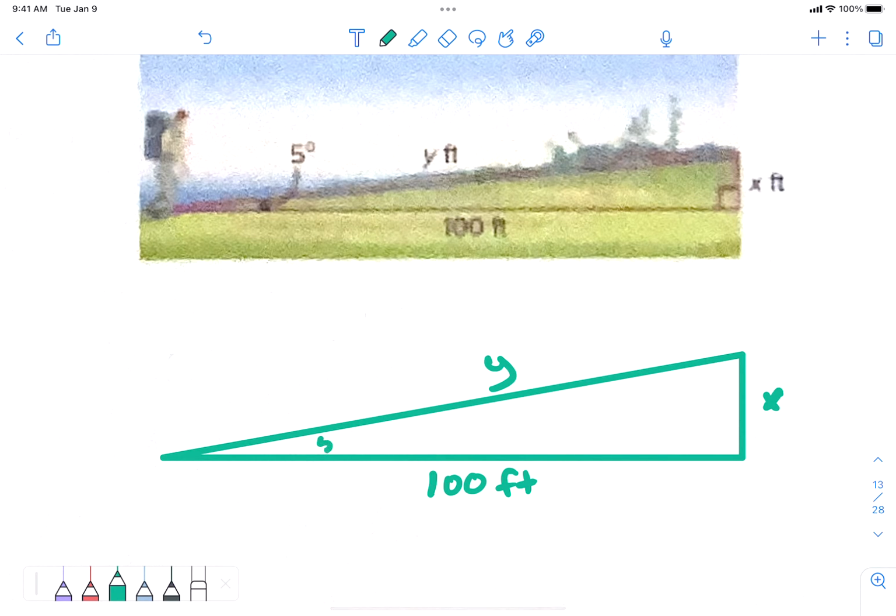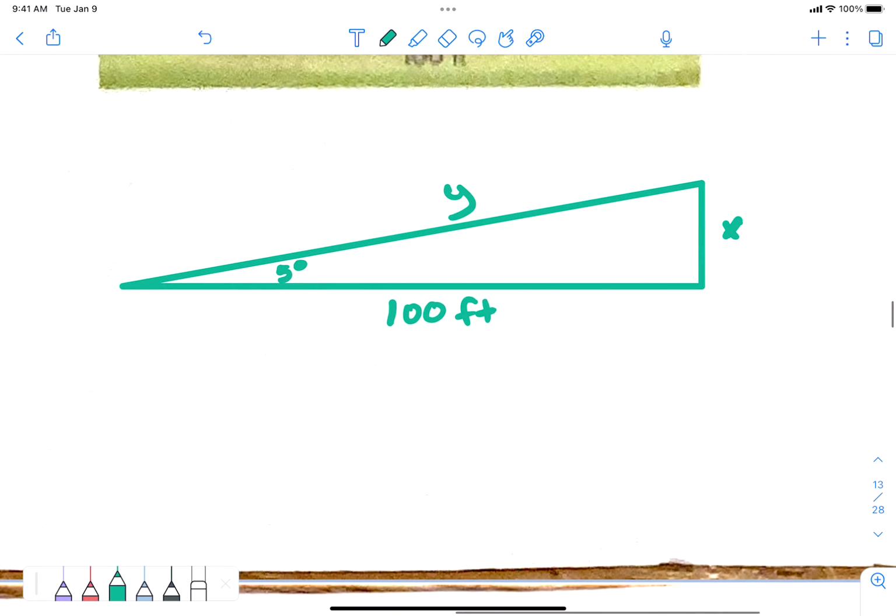We know that it's a 5-degree elevation, like just 5 degrees is what it is, which is not a very big amount. 5-degree elevation, we're trying to find X and we're trying to find Y. Okay, we cannot solve them both at the same time, so we have to decide which one we're going to do first. What would you like to do first? X, sure. Okay, so we'll solve for X first.